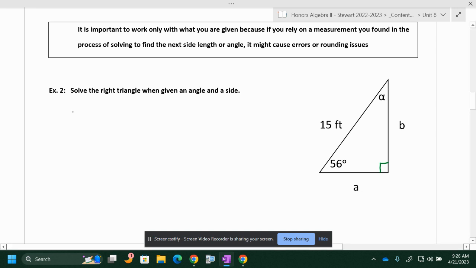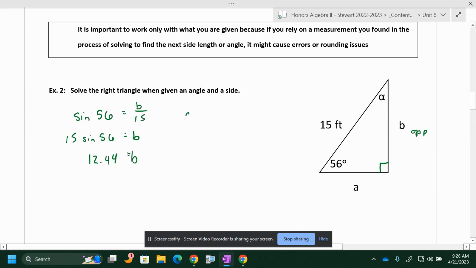You really could do whatever you wanted to. But I'm going to say that the sine of 56, because if I'm looking at 56, this is my opposite, is going to be equal to B over 15. So then 15 sine 56 equals B. Off to the side here, I'm just using my calculator. And I get 12.4.